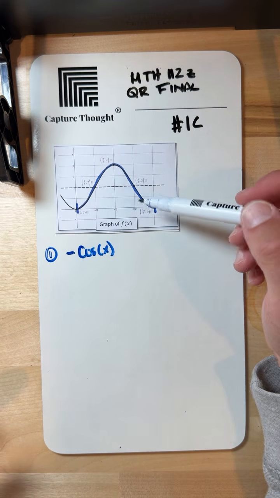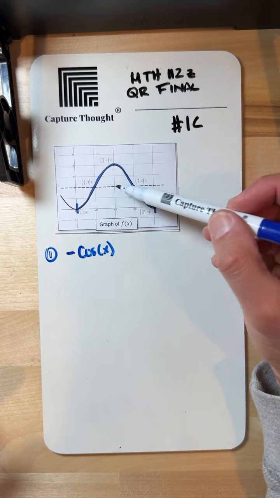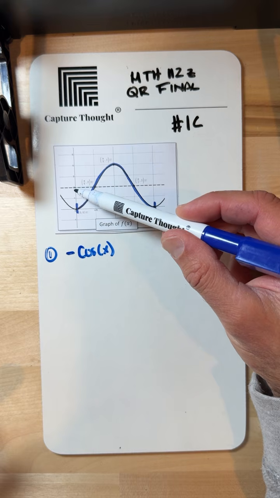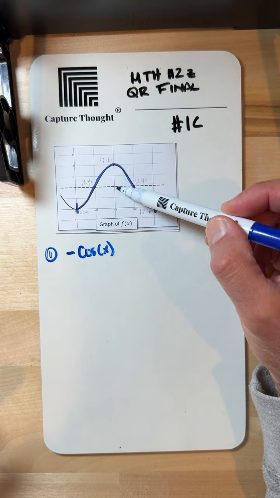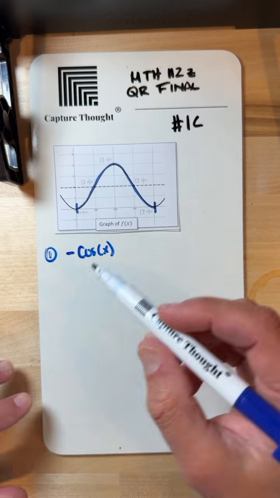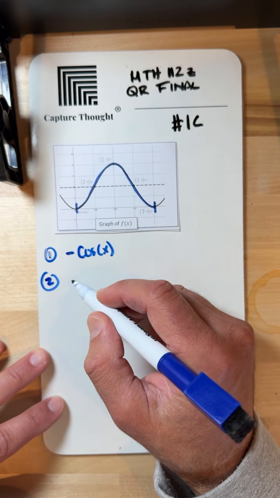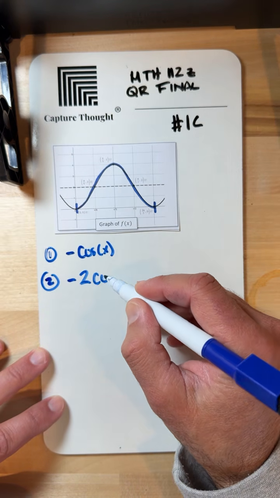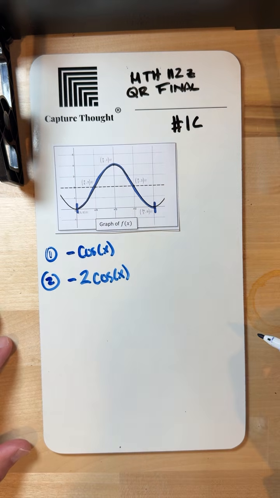Then from there, figure out the amplitude. So the amplitude is the distance from the midline, which we can see right here at y equals 2. And then it goes up 2 units and down 2 units. So the amplitude is going to be 2. So now, as I build this out, I'm going to have a negative 2 cosine of x, okay?